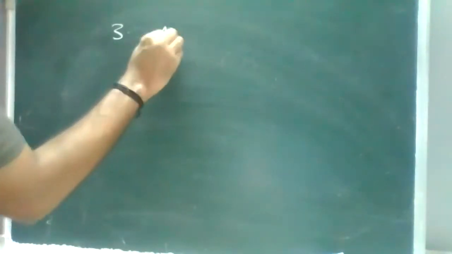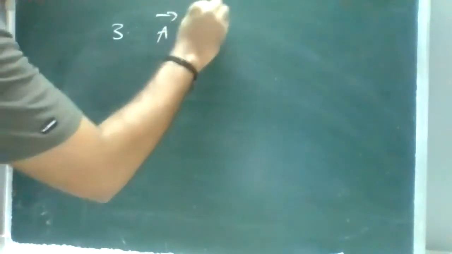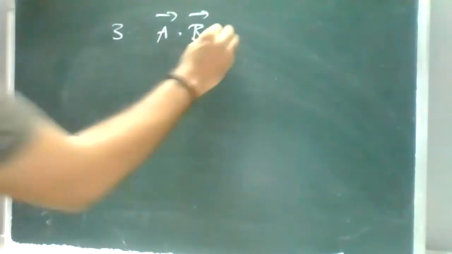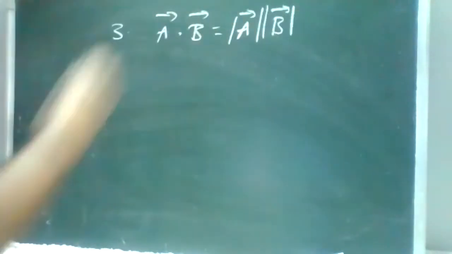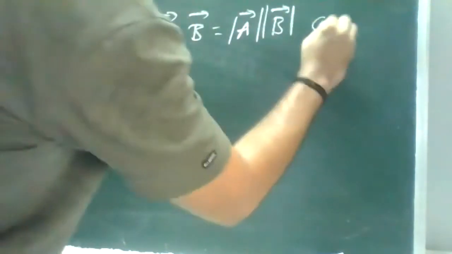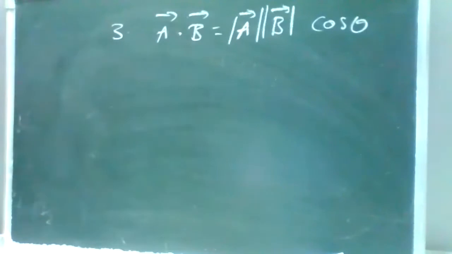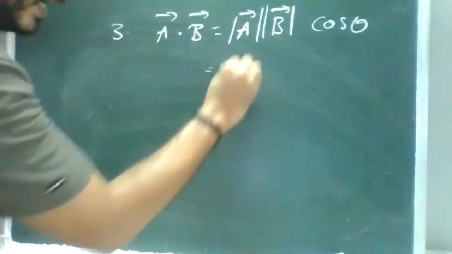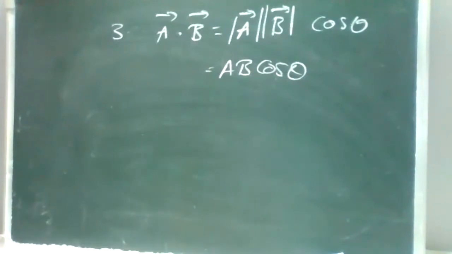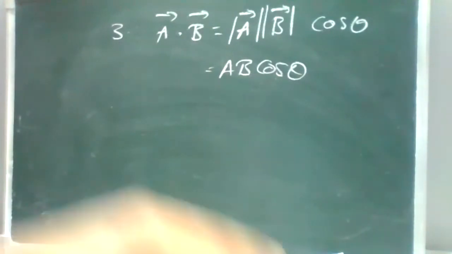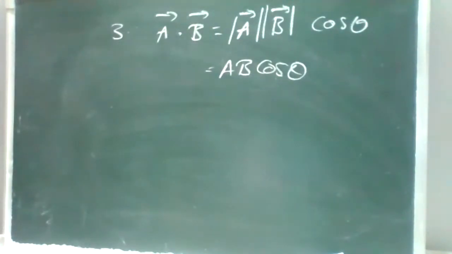The relation for scalar product is A vector dot B vector is equal to modulus of A, modulus of B cos theta. This modulus is nothing but your magnitude. So I can write it as A B cos theta.